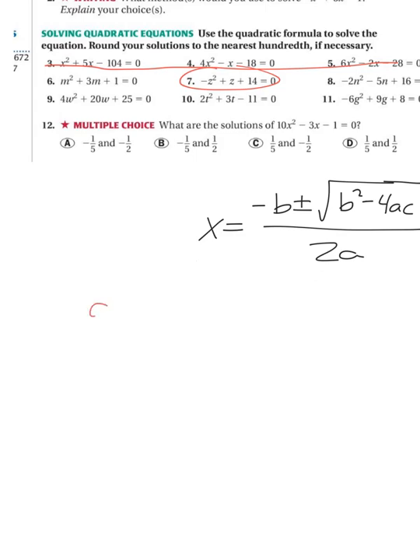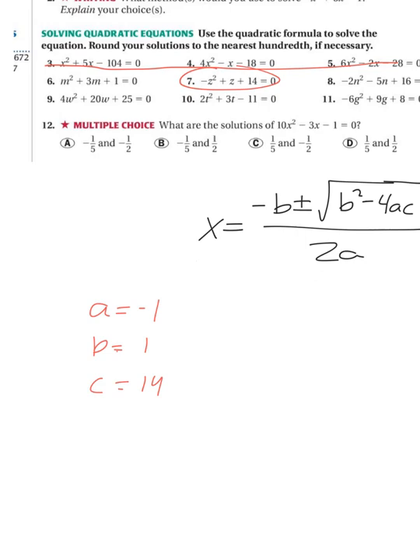It looks like, establishing my A, B, and C from that problem up there, A is -1, which is totally fine. Again, that's what's great about the quadratic formula. It works no matter what the numbers are. So that's the beauty of it. And then B will be 1 and C will be 14.